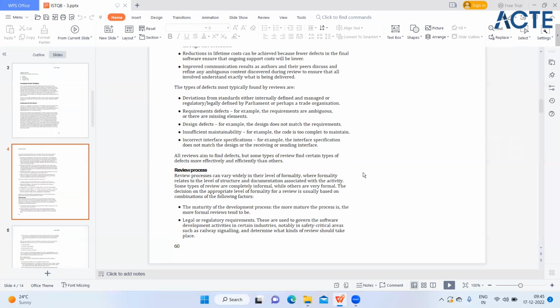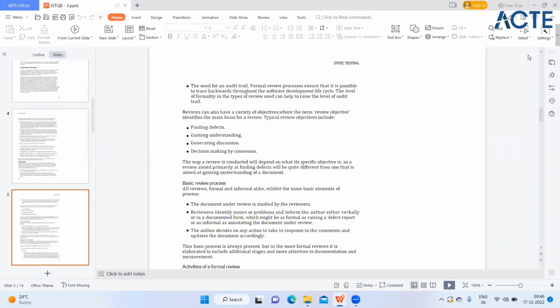So we can find the mistakes in the document itself, for example, in the requirement document, or we can find them in the architecture diagram itself. So in that way, under static techniques, we can find the defects or bugs at the document level. Okay. Now we'll see what the review process is. Okay.